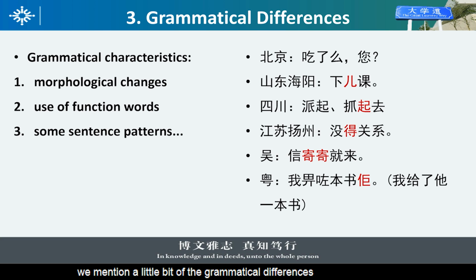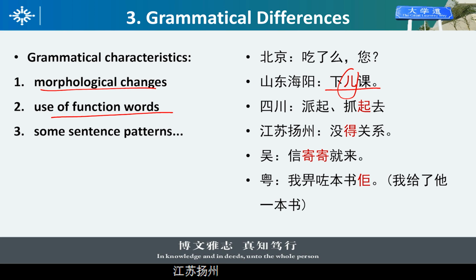Okay, lastly, we mention a little bit of the grammatical differences. And three aspects need to be considered. First is the morphological changes, the change of the form of a word. For example, here in Shandong Haiyang, it says 小儿科. Er is added following 下, following the verb. And next, the use of functional words. For example, 江苏扬州没得关系得 here. 得 follows the negation.